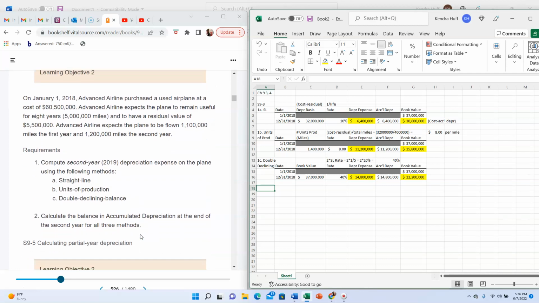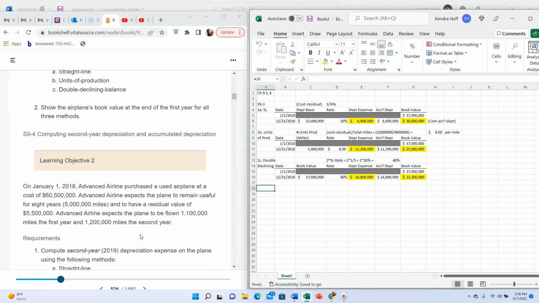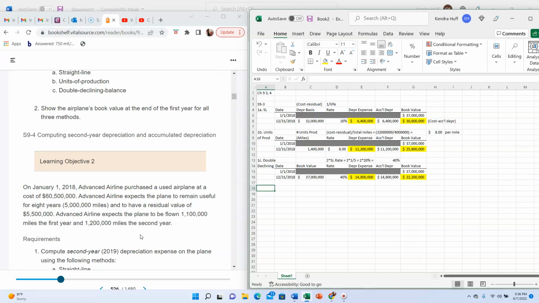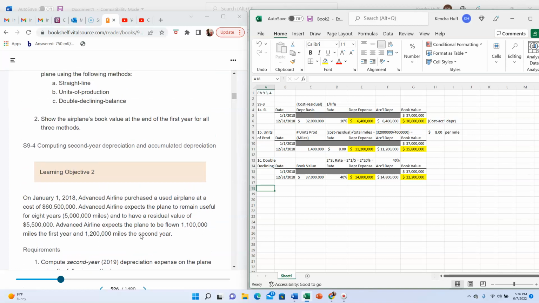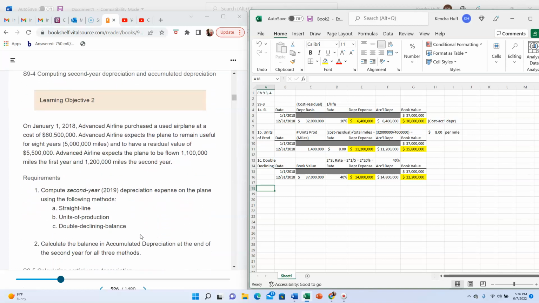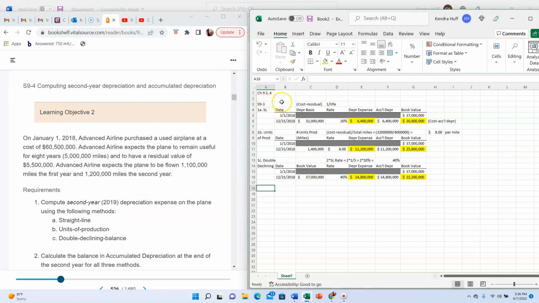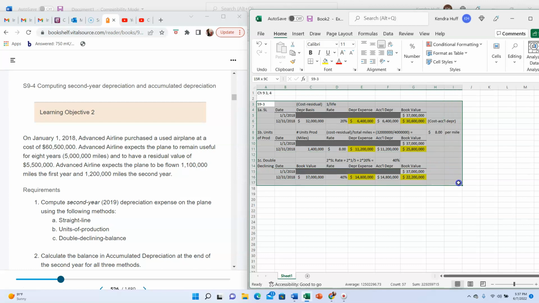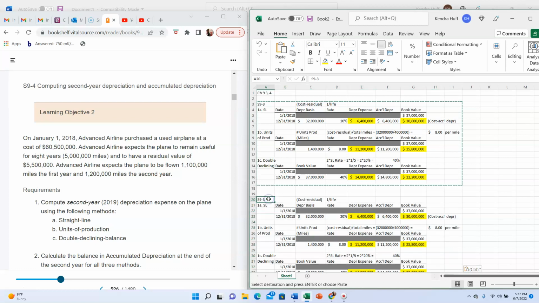No, I'm sorry. Oh, this was accumulated depreciation. The other one was book value. Okay. Well, we calculated all of it, so it doesn't really matter. All right, so I'm actually going to copy this whole thing. This is going to be 9.4.